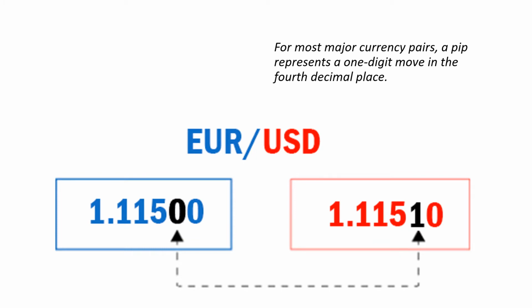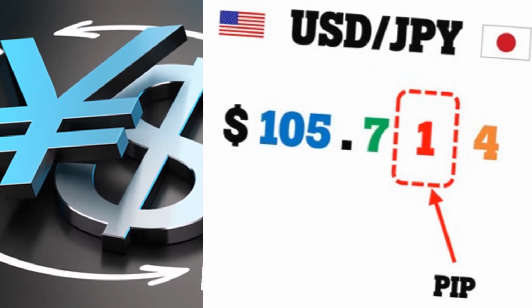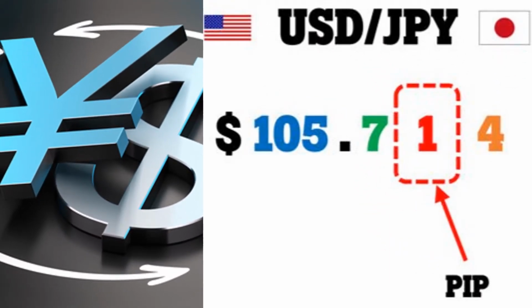For most major currency pairs, a pip represents a one-digit move in the fourth decimal place. One important exception to this is where the yen is the counter currency. Here the second decimal place is the one to watch. Any extra decimal places shown in the price are known as fractional pips or pipettes.